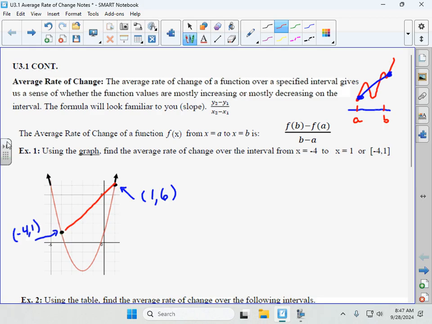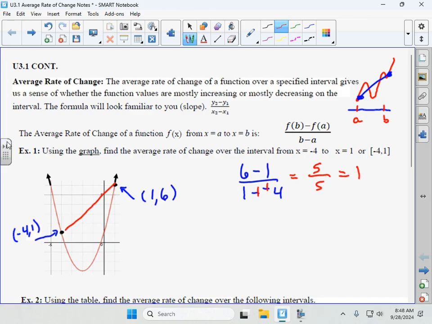All right, and so one way that we can do this is use our slope formula. All right, and so remember it's y2 minus y1 over x2 minus x1. All right, and so we could do this as 6 minus 1 over 1 minus -4. All right, so I put the y's on top, x's on the bottom. All right, and then if I simplify this, 6 minus 1 is 5, and 1 plus 4 is 5, and so that slope is 1.